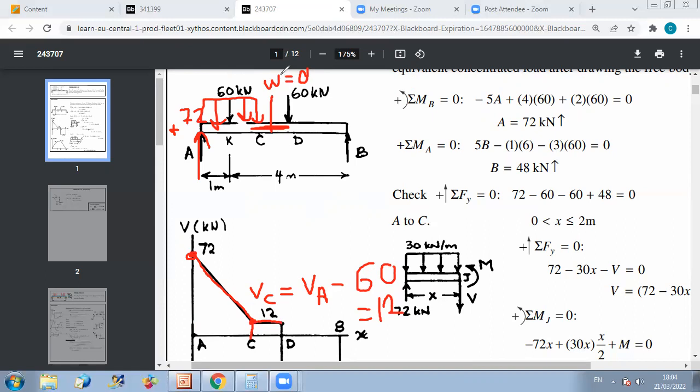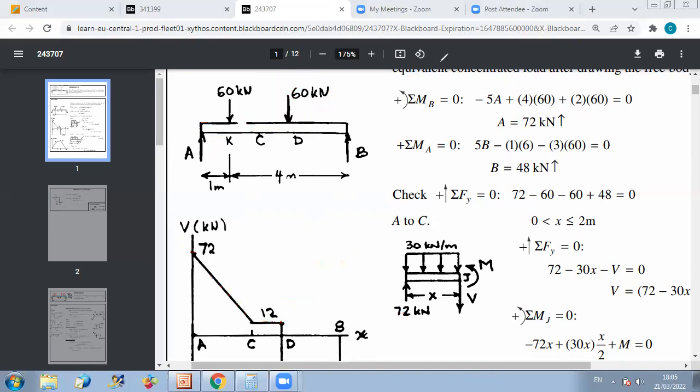Now at D, we have a downward concentrated force. When you are moving in your shear diagram from left to right, I started at A and I'm going towards B, a downward force will cause a downward jump in shear. This downward jump is equal in magnitude to the value of the force. Since you have a downward force equal to 60 Newton, the shear will drop by a value of 60 Newton at point D. So it's a sudden drop in shear.